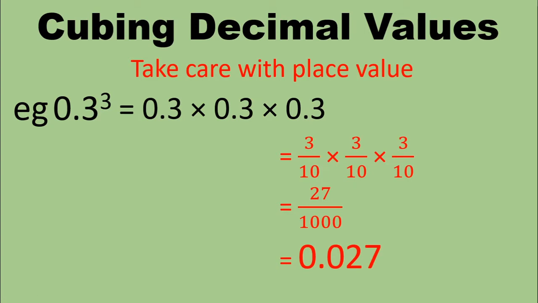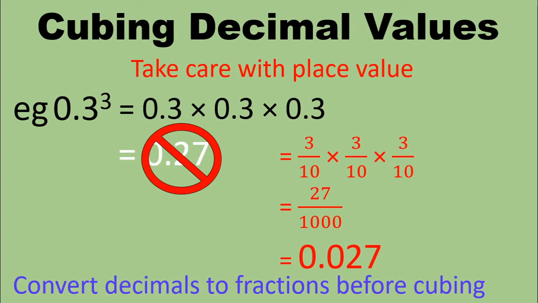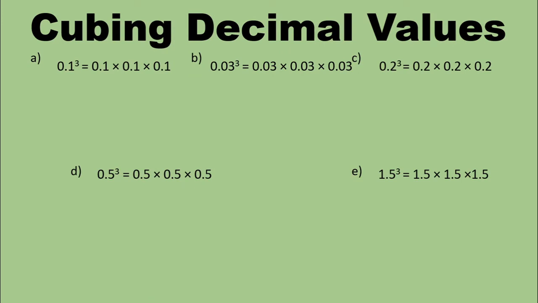27 thousandths as a decimal is the same thing as 27 thousandths as a fraction. It is not this number. That's 27 hundredths. So let's not make that mistake, please. Always convert your decimals to fractions before you start trying to cube them, even if you think you can do it easily in your head. Let's go through a few more examples. Or if you feel ready, you can hit pause and try them for yourself, but I'm just going to start.